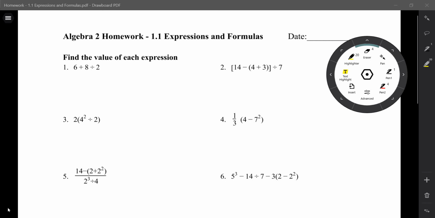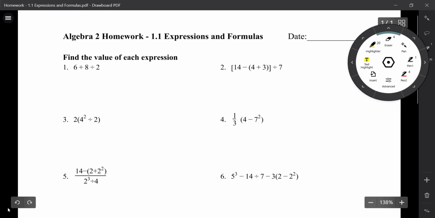Hey everyone, this is Algebra 2, 1.1 homework, expressions and formulas. We are going to breeze right on through this. I'm not going to give as much detail as I did for the notes. If you have specific questions on specific problems, bring those up in class. This is just to help you flow through if you're missing one or two of the questions. So we'll jump right into it.